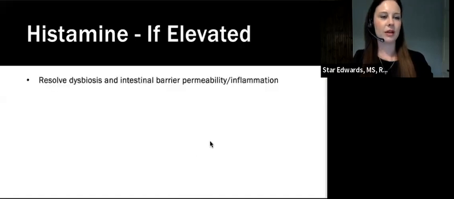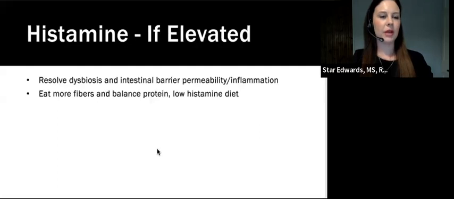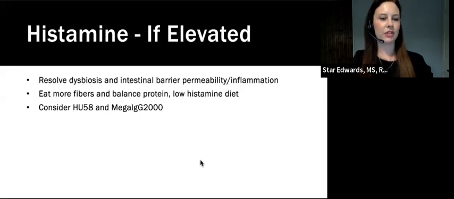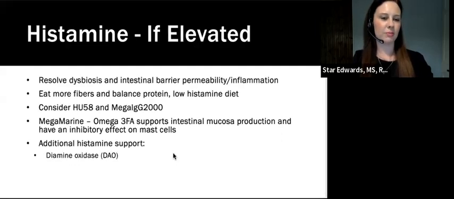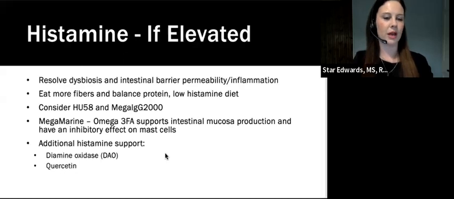So if it's elevated, resolve dysbiosis and intestinal barrier permeability, eat more fibers and a balanced protein, low histamine diet, consider HU58 and Mega IgG 2000. Mega Marine can also be beneficial. And then you might want additional histamine support, like a DAO enzyme, if you suspect that they may be low on that because they have leaky gut, and quercetin.